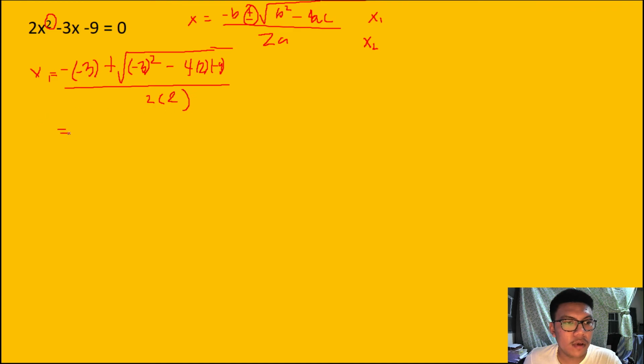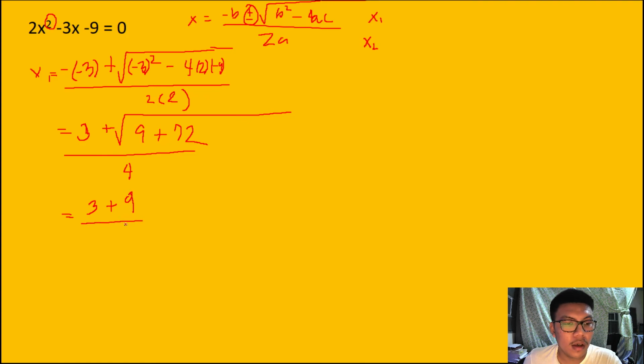So, we have negative times negative, so positive 3 plus square root of 9 minus 4 times 2, that is 8, times negative 9, so we have positive 72, all over 2 times 2, that is equal to 4. So we have now 3 plus 9 plus 72 is 81, square root niya ay 9. So we have 3 plus 9 over 4. Then, simplifying, we have 3 plus 9, 12, then divided by 4, that is equal to 3. So, yun yung ating x sub 1.